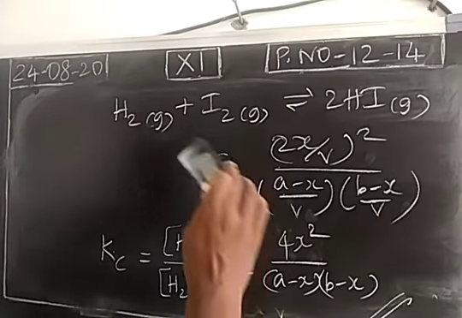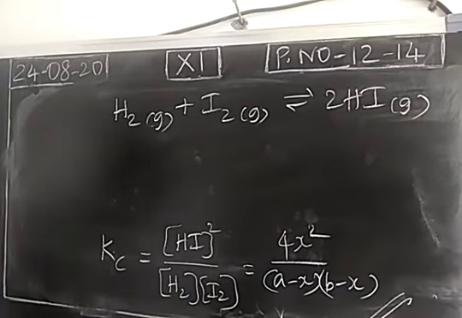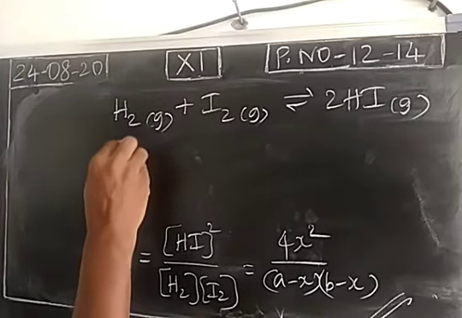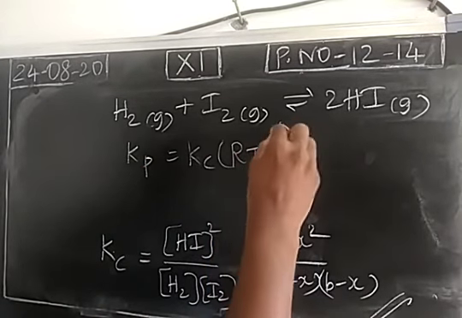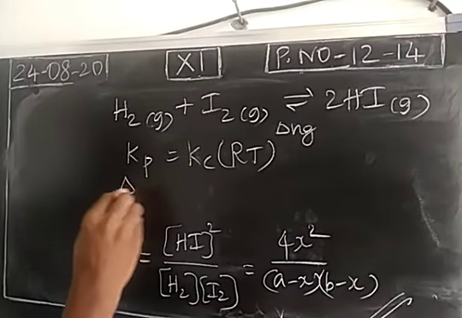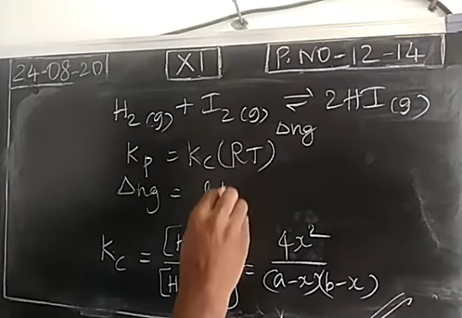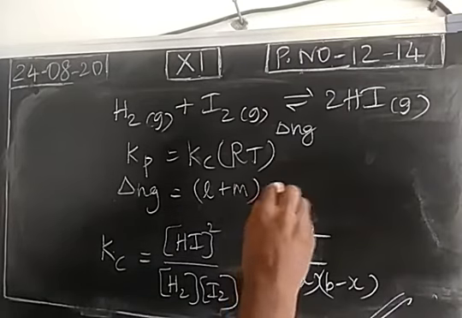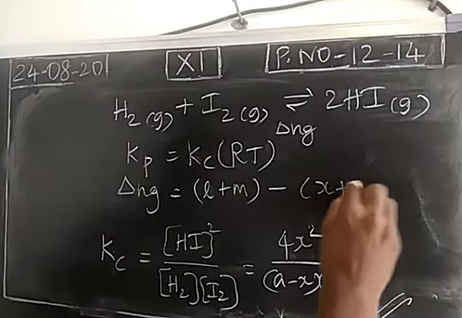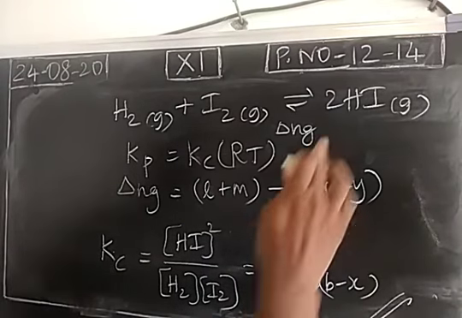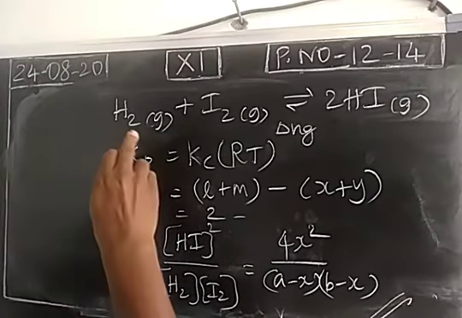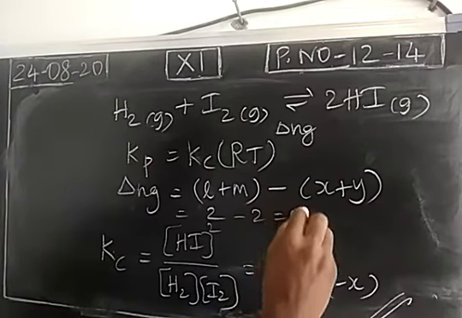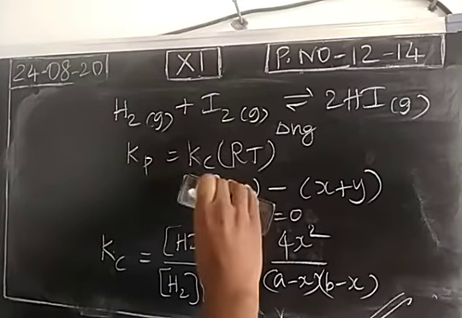Okay. Now we need the equilibrium constant in terms of partial pressure. We need the Kp value. Already we know the relationship between Kp and Kc. Kp is equal to Kc (RT) power delta n g. Delta n g is nothing but the sum of the number of moles of products minus the sum of the number of moles of reactants. Number of moles of product 2, number of moles of reactants 1 plus 1, 2, so 0. So delta n g value is 0.